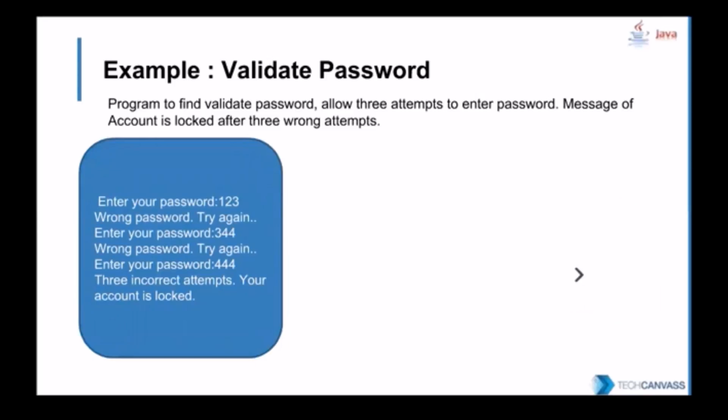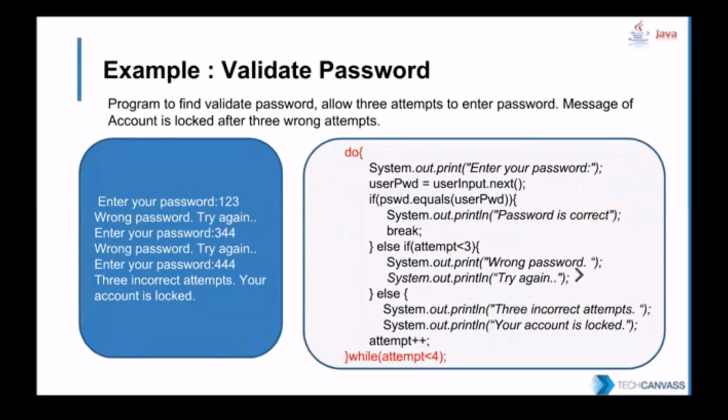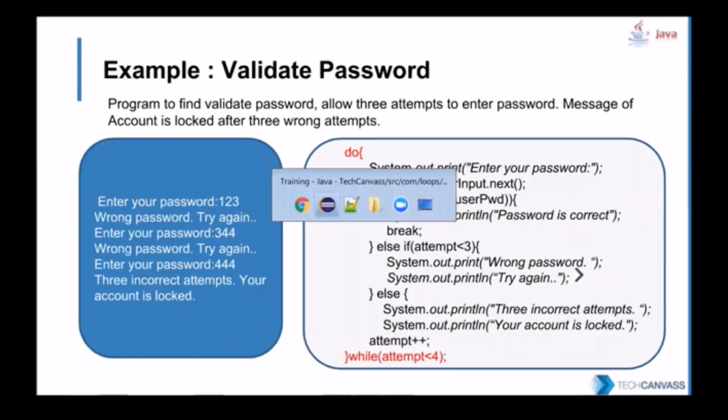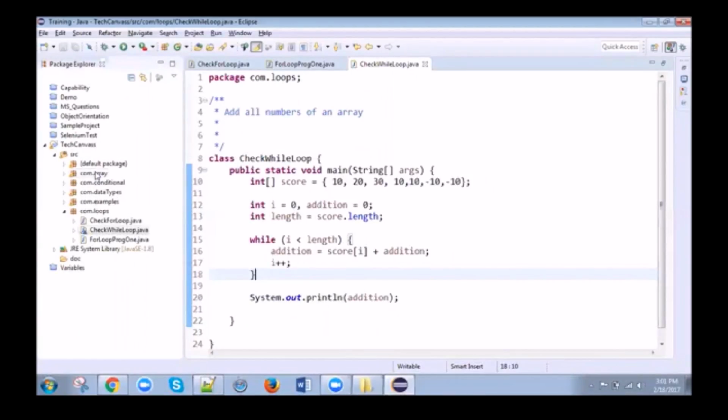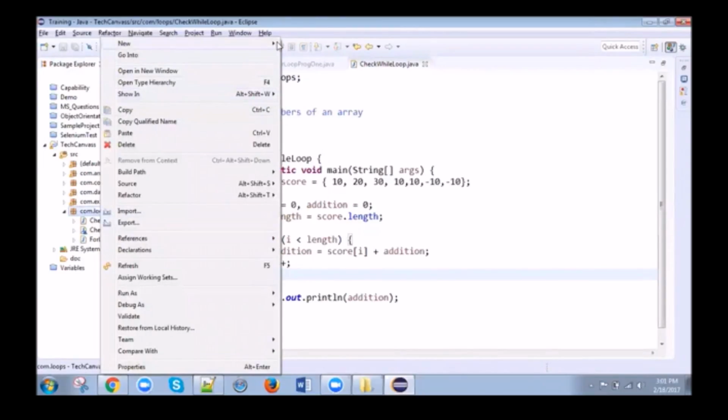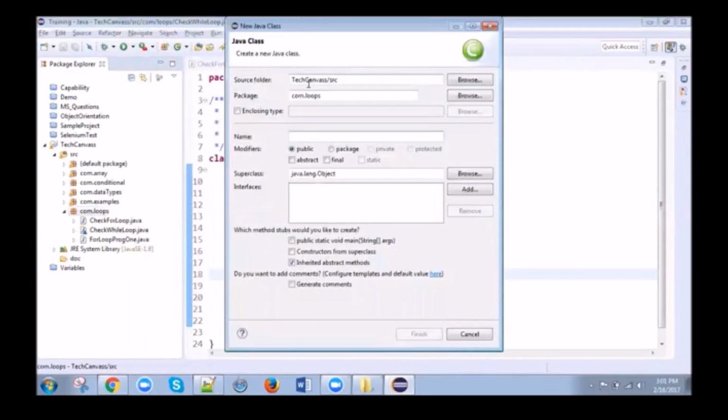A program to validate a password: allow 3 attempts to enter the password, and show a message that the account is locked after 3 wrong attempts. Okay, let us do this program using do while loop. We'll say check do while loop.